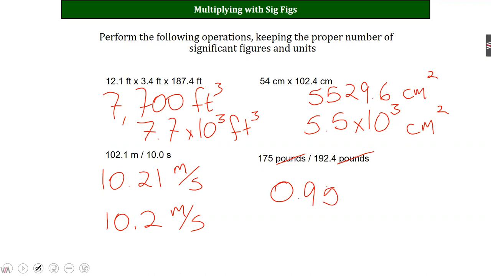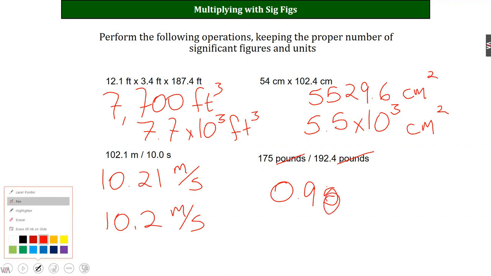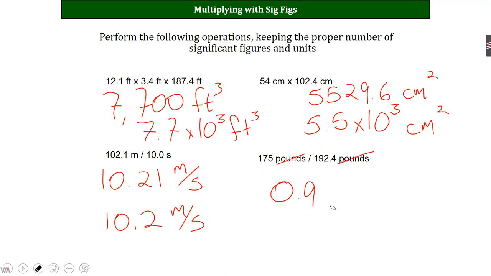0.995. Give me one more. 90.95. There you go. Let me clean that up. If I gave you some more information about what these numbers are, maybe that's 175 pounds of water for 192 pounds of body weight, perhaps.